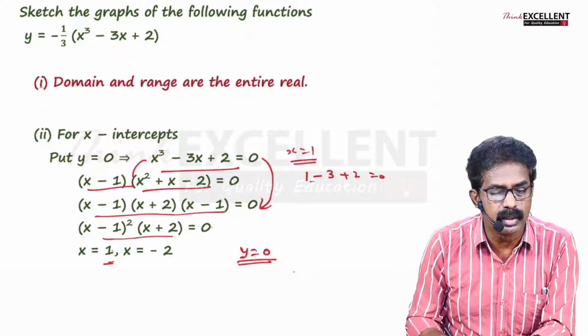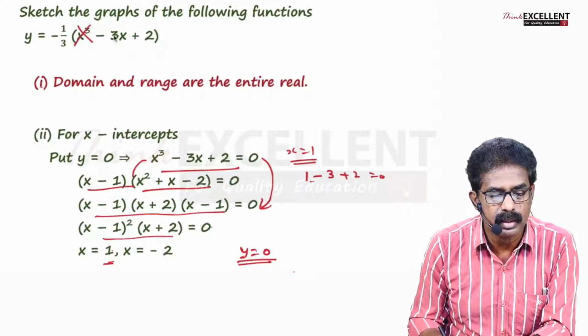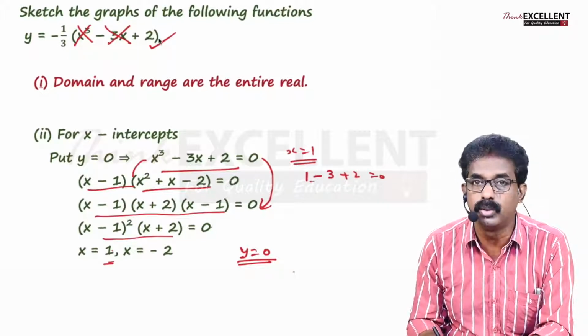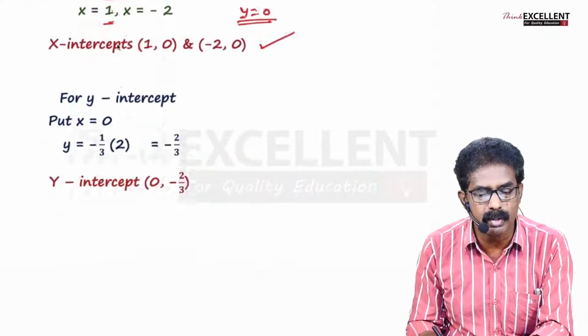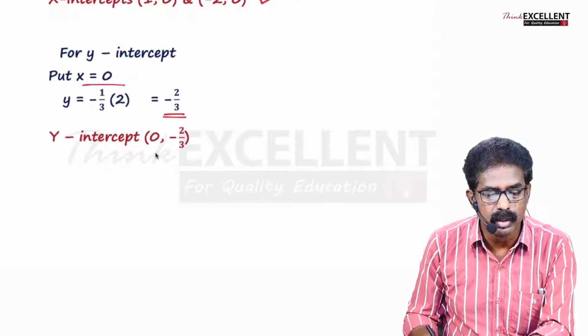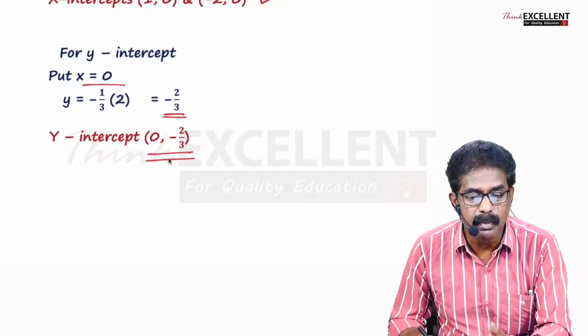When you put x equal to 0, this term is 0, this term is 0, right? You are getting only this 2 outside, minus 1 by 3. So minus 1 by 3 into 2, so minus 2 by 3. The y value is minus 2 by 3 and the x value is 0. So the y-intercept is 0, minus 2 by 3.